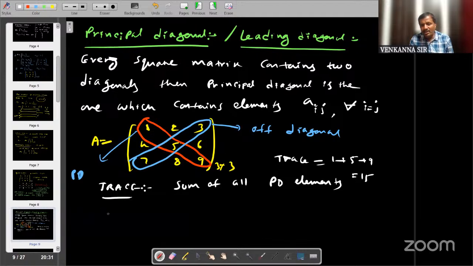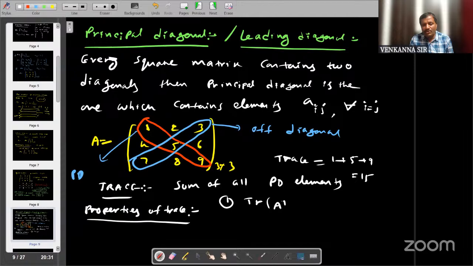So let us discuss the properties of the trace. Very important properties. First one, trace of A transpose equals trace of A. If you interchange the rows and columns, what happens here? The trace remains the same.